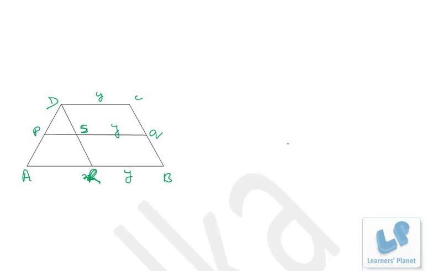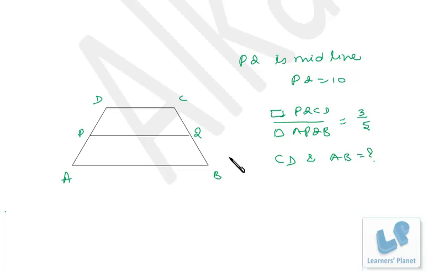So let's begin. Now we have this question. Here ABCD is a trapezium and PQ is the midline. That means P and Q are the midpoints of side AD and BC respectively, right? Length of PQ is given as 10.